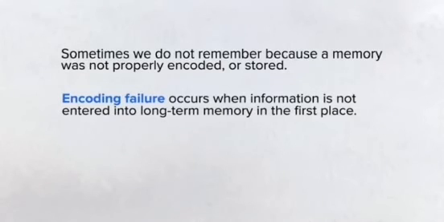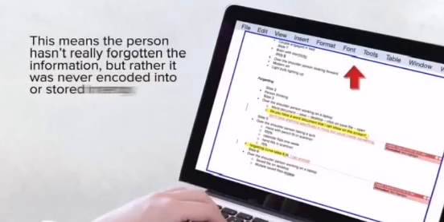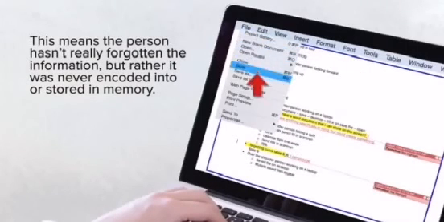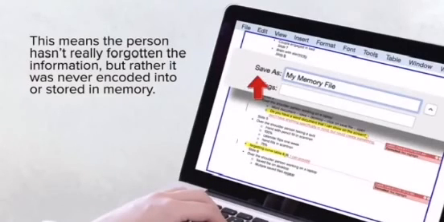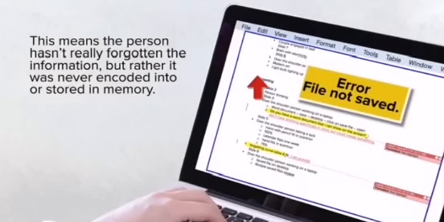Sometimes we do not remember because a memory was not properly encoded or stored. Encoding failure occurs when information is not entered into long-term memory in the first place. This means the person hasn't really forgotten the information, but rather it was never encoded into the stored memory.